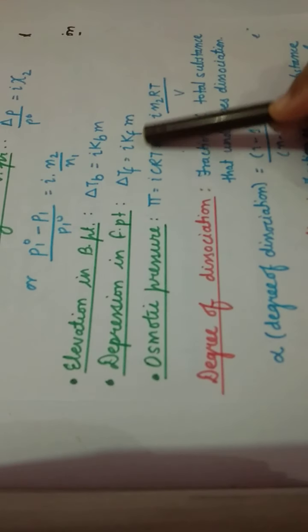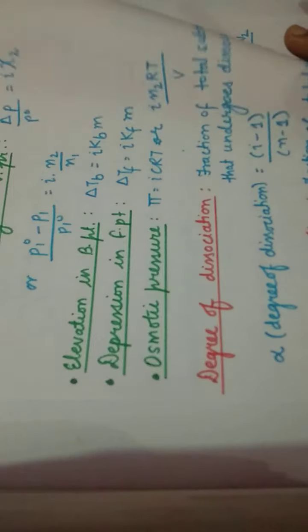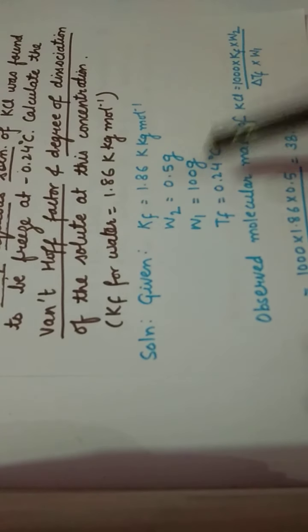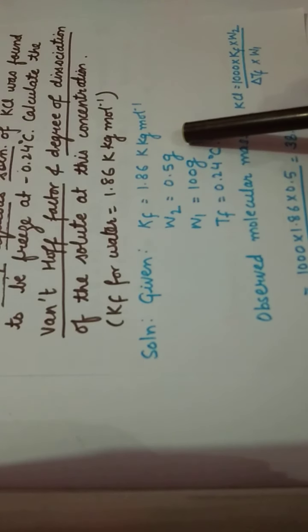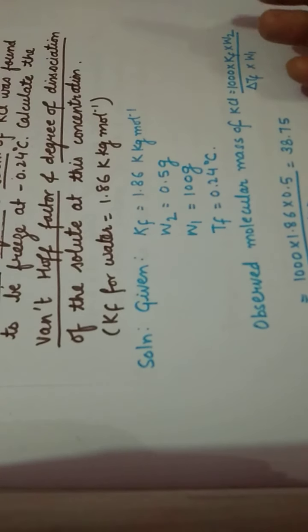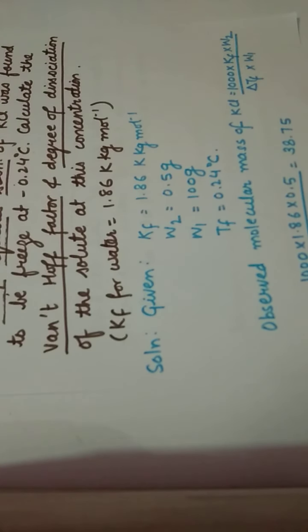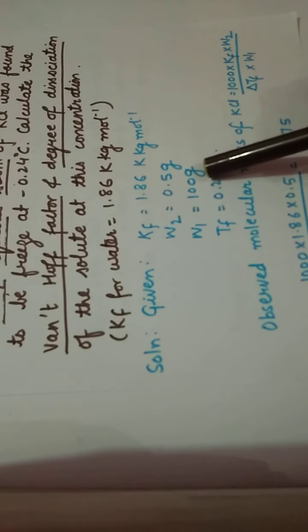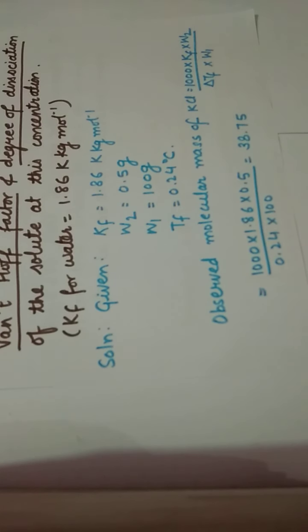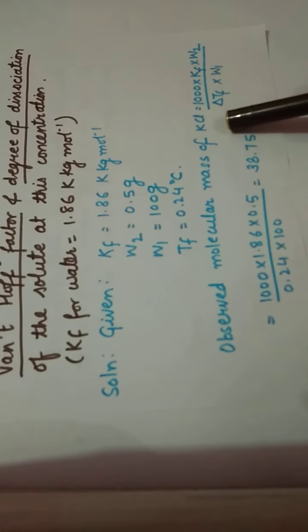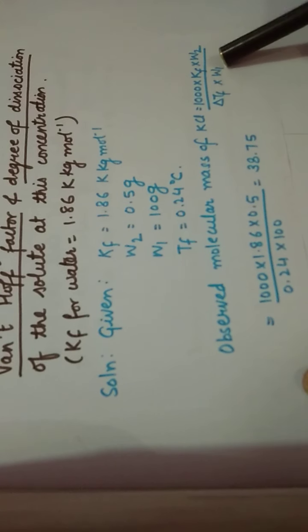So we are going to put the values in the formula delta Tf is equal to i Kf m. As I have told you, Kf is given, W2 is given, weight of solute 0.5 gram. W1 we take as 100 gram, rounded off, because children, it hardly matters. 0.5 gram is a very small amount of solute, so we'll take the mass of solvent as 100 gram. Tf is given, 0.24 degrees Celsius. Observe, firstly we'll try to find the observed molecular mass of KCl. So it is coming out to be, children, what?